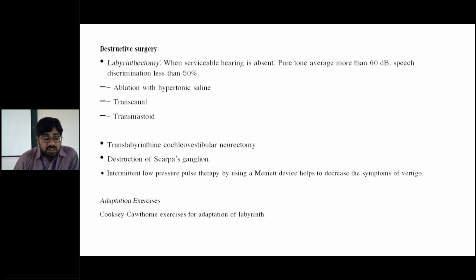After these surgeries, you have to explain some exercises to them. There are exercises known as Hook-Cawthorne exercises. If you are really interested, you can go to Google and search for Hook-Cawthorne exercises. These are some maneuvers of the head which will relieve the symptoms of vertigo. These are generally adaptive exercises.